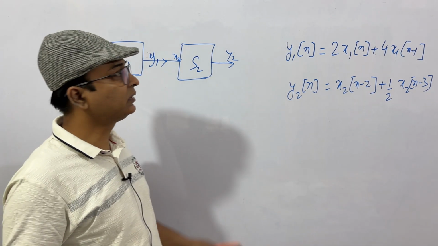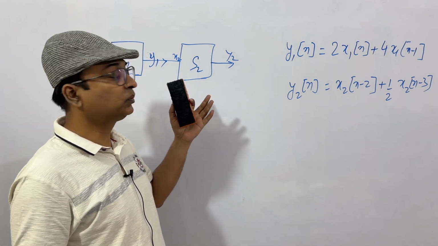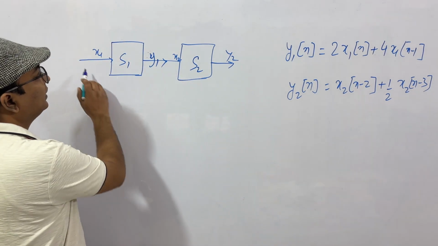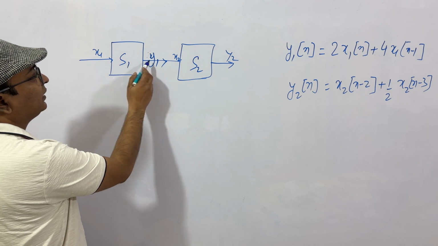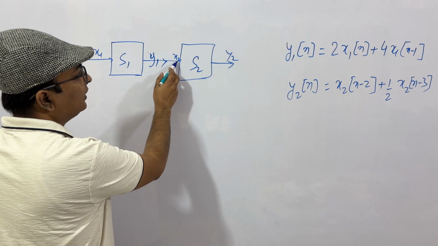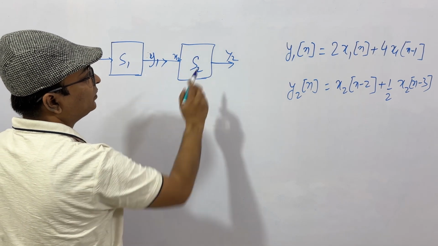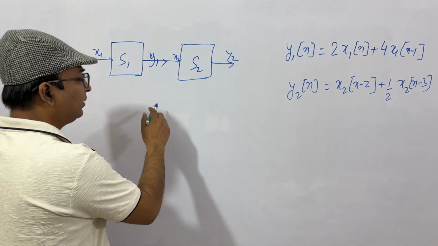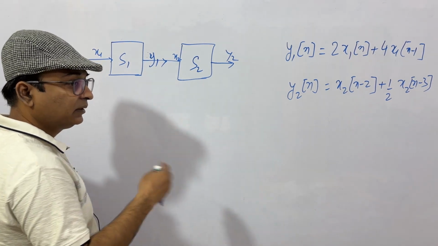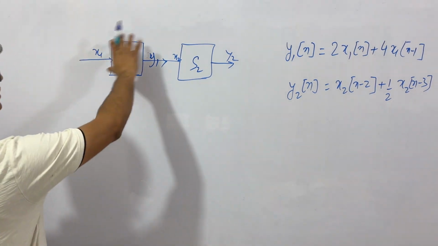You have studied systems when they are interconnected. This is called series connection. The input is x1 to S1 and the output is y1, which is x2, that is input to S2, and y2 is output. This is series connection. You can have parallel connection also. You can have mixed connections. Here we are dealing with this type of connection.